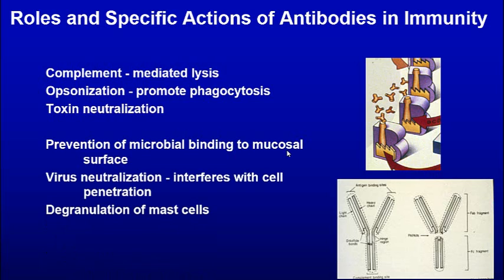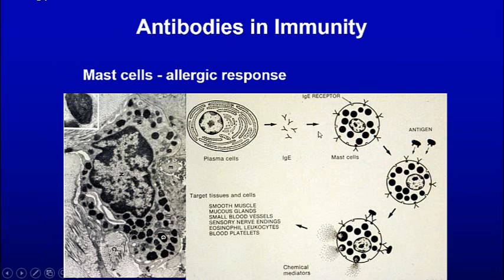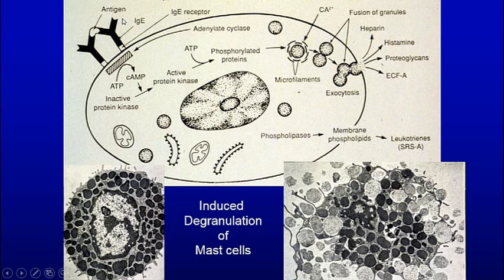And here we can see where the antibody's Fc fragment is bound to the mast cell. Then when the mast cell sees that antigen, it causes it to degranulate, and here we can see what happens. You get receptor cross-linking, cyclic AMP, calcium influx, and that causes exocytosis. Here we can see cells exocytosing versus not.